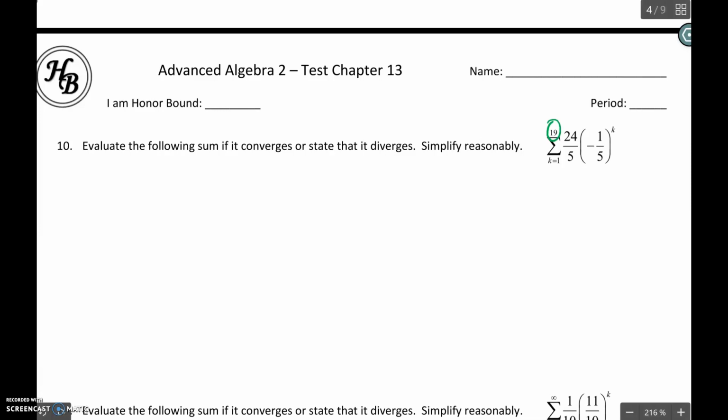Also, our r is a fraction less than 1 and greater than -1, so that would work. So we're going to use our sum formula. This is a_1 times 1 minus r to the n over 1 minus r. So a_1, let's figure what that is. 24 fifths times -1 fifth to the 1, so you get -24 over 25. There's your a_1.